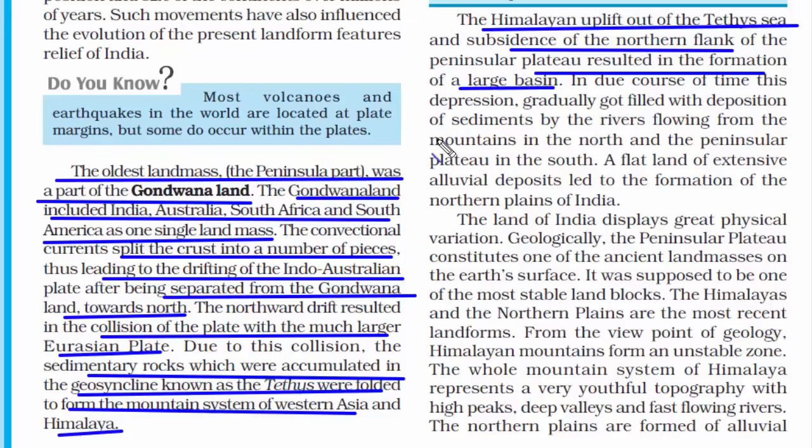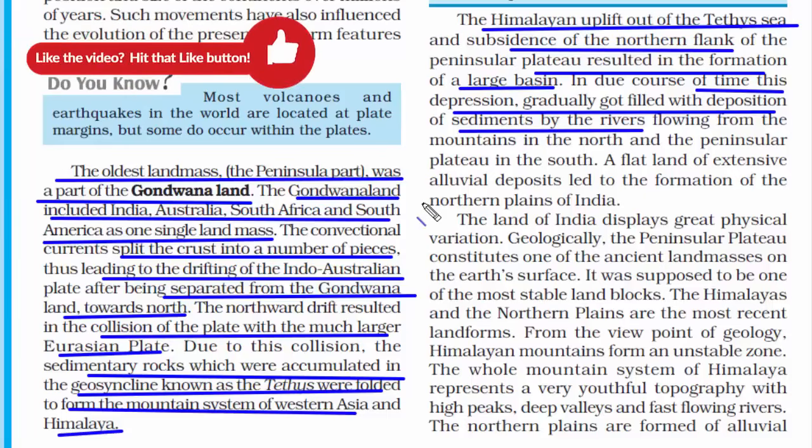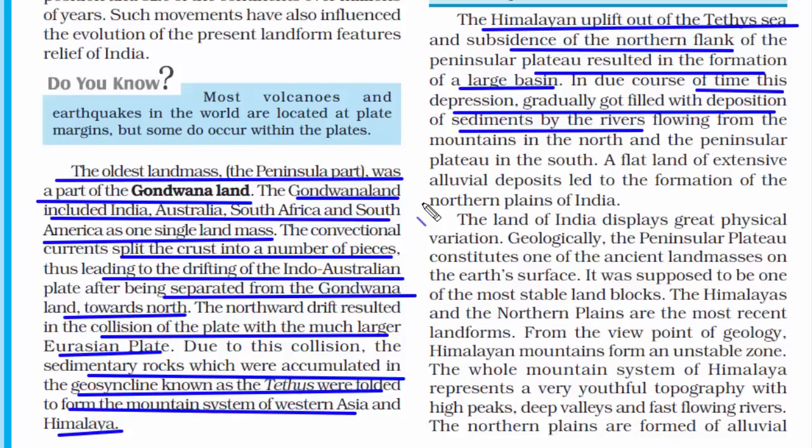But in the northeastern side, there was a huge depression, meaning low land, which over the time got filled with the deposition of sediments brought down by the rivers flowing from the mountains in the north. And this is the reason why Ganga and Brahmaputra drain in that region. So this is quite fascinating, isn't it? I mean, getting to read all of this and going to those places and seeing those land features. No wonder the geologists enjoy what they do. And another thing is that these Himalayas and the northern plains are most recent landforms.